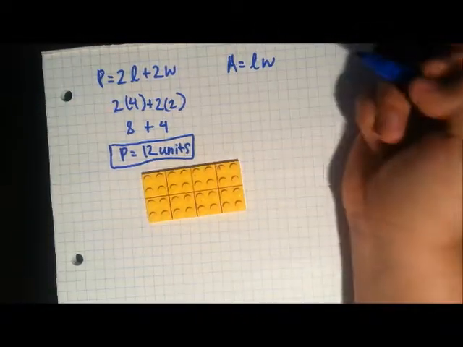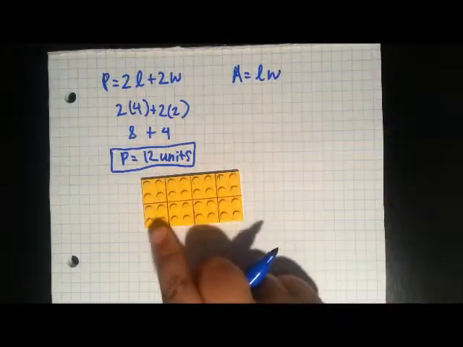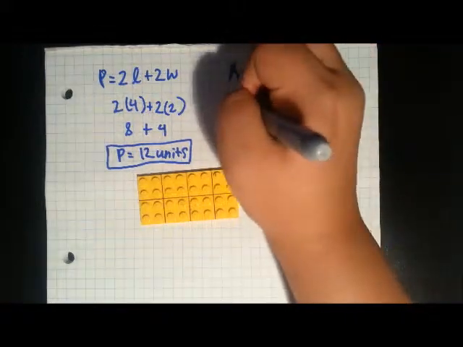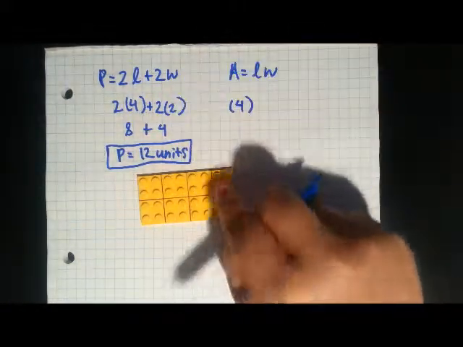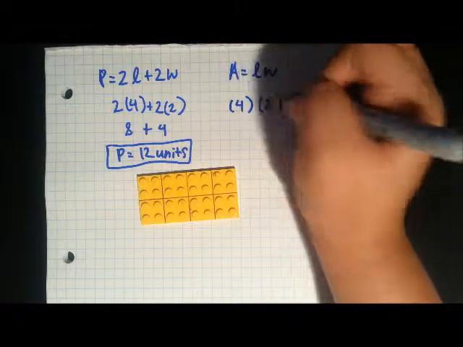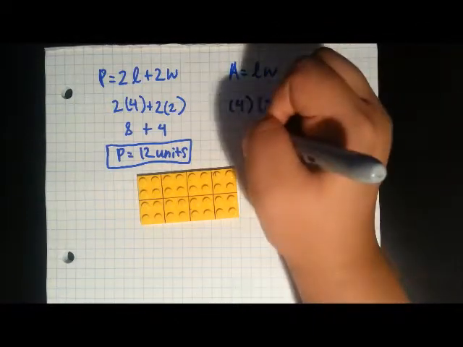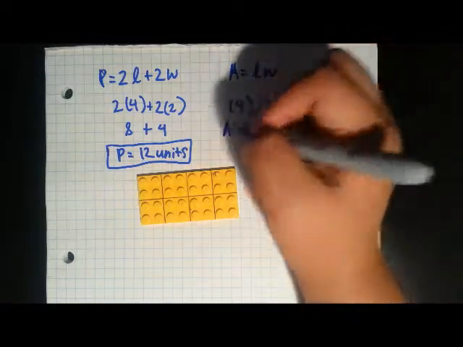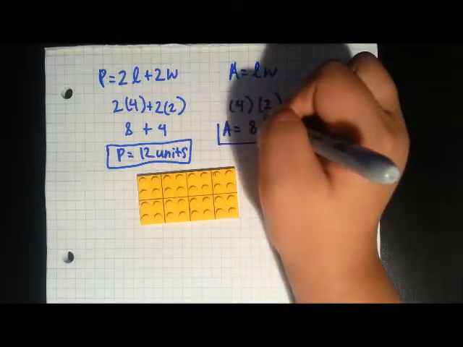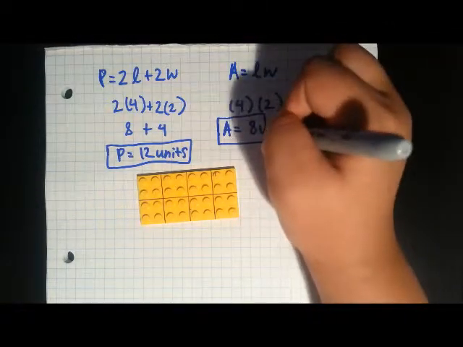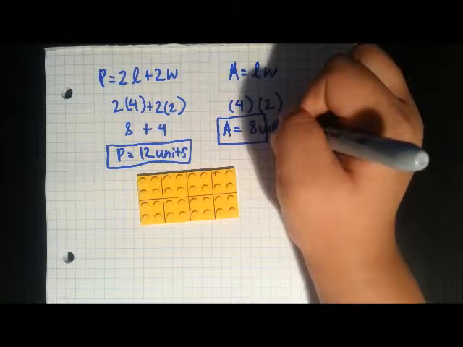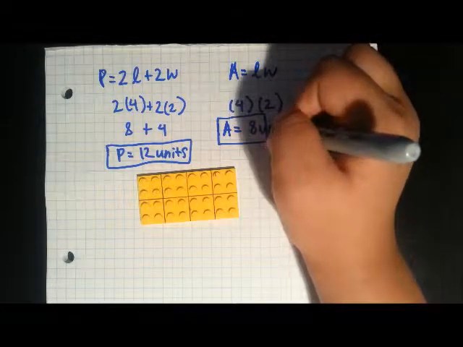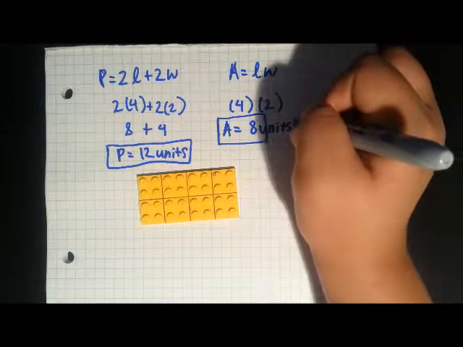And the area is length times width. We said the length was 4, times the width, we said that was 2. 4 times 2 is 8, so the area is equal to 8 units squared.